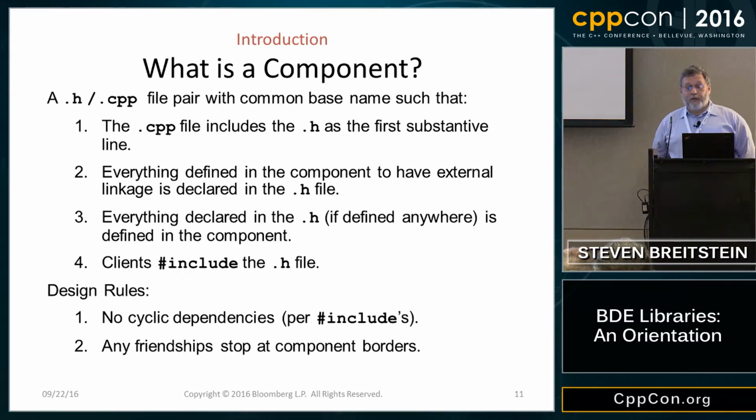There are two major design rules: that there should be no cyclic dependencies between components. Any logical dependencies between classes have to be within the component, and even then those are frowned upon, because having cyclic dependencies complicates testing. And any friendship between classes has to be contained within the component.